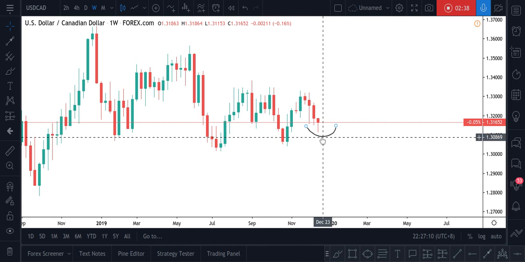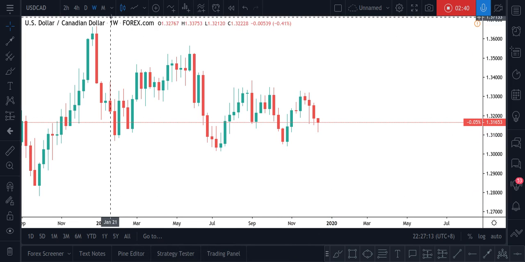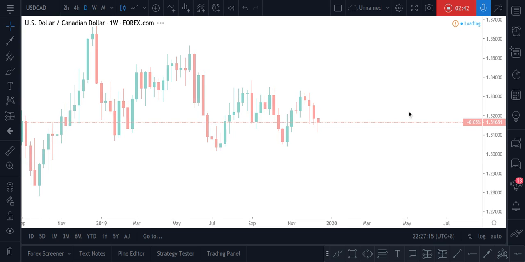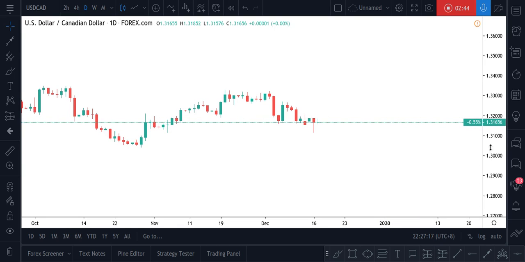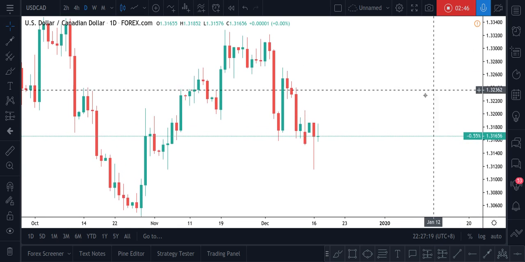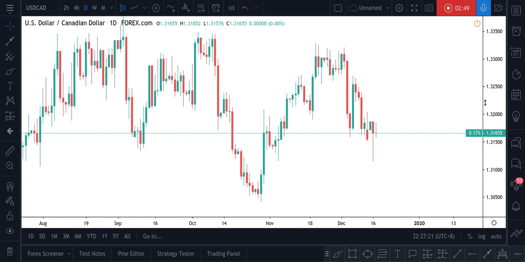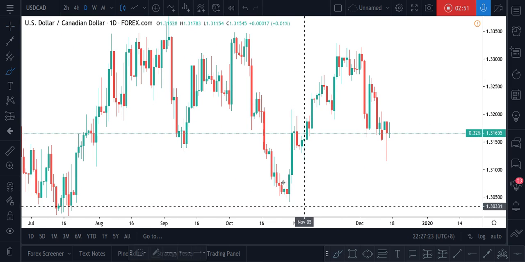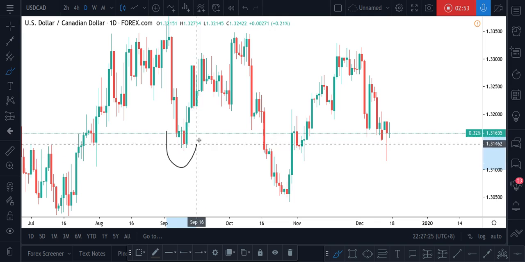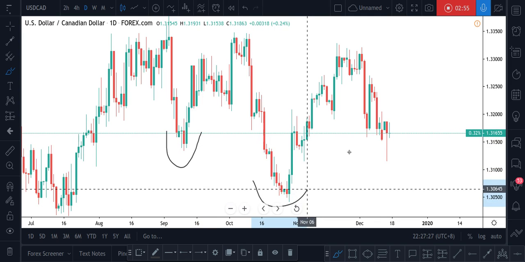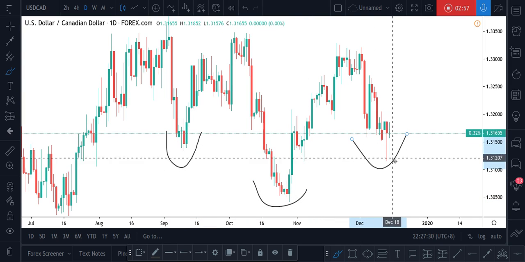Now let's go down to the daily time frame and have a look at what we can expect from the daily. On the daily time frame, you can clearly see a very nice, clear head and shoulders. We have a left shoulder here, we have the head around here, and we're creating a nice right shoulder over here.